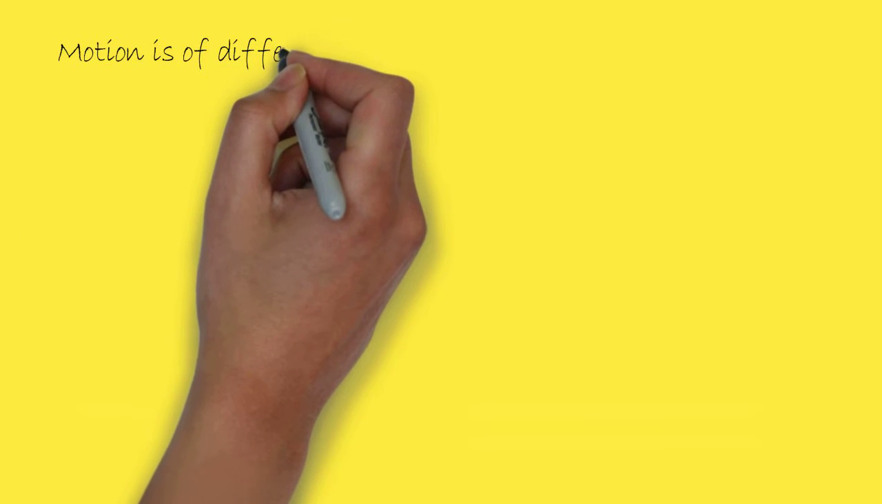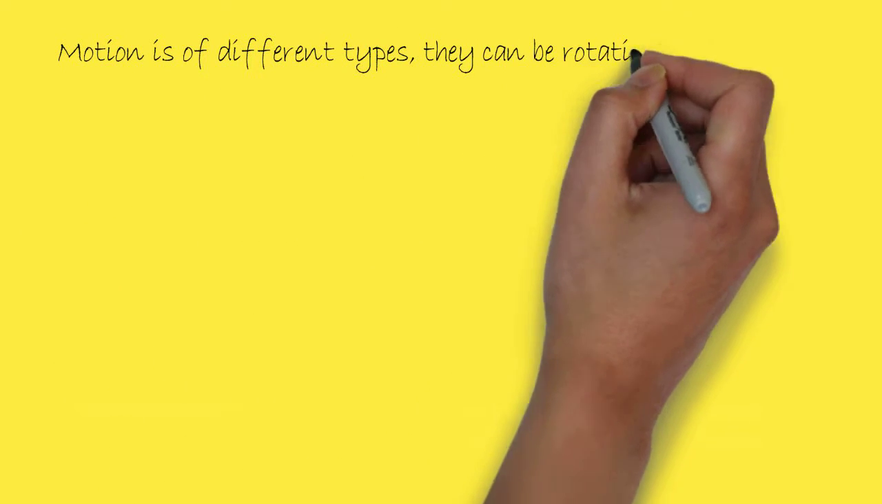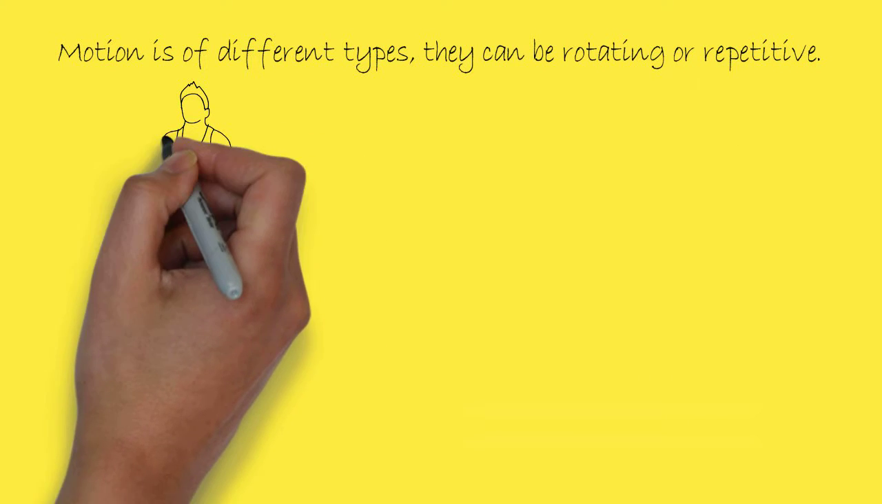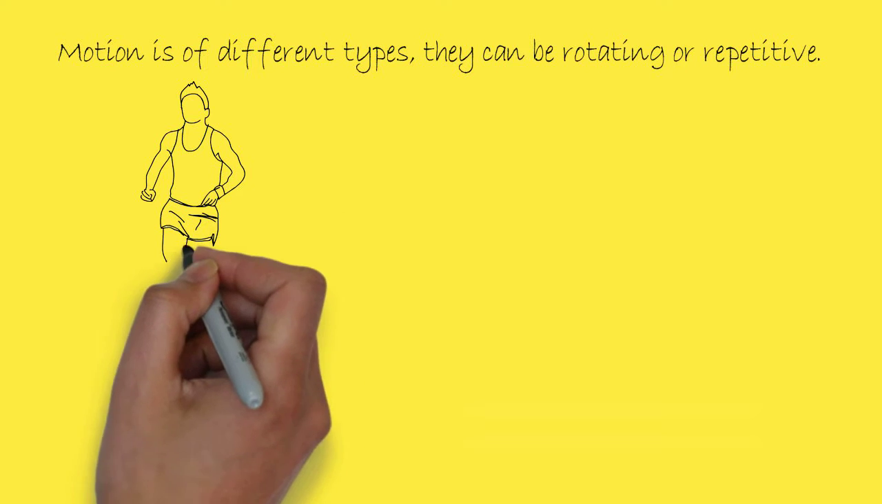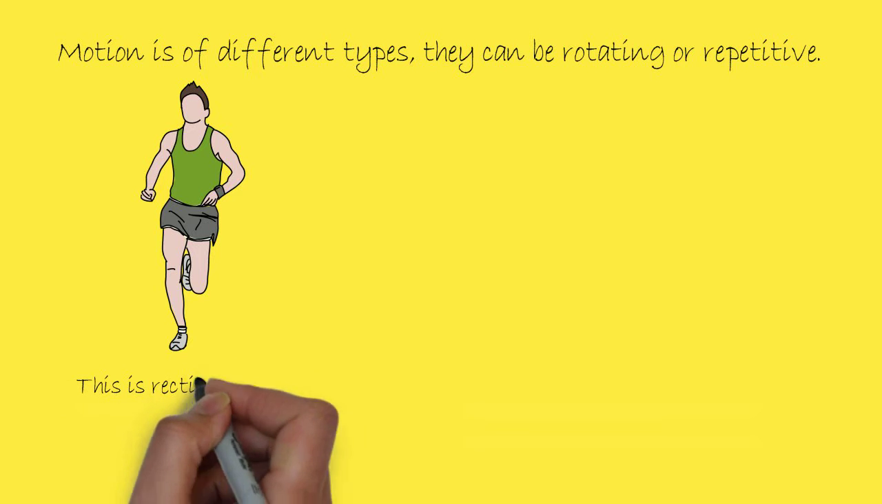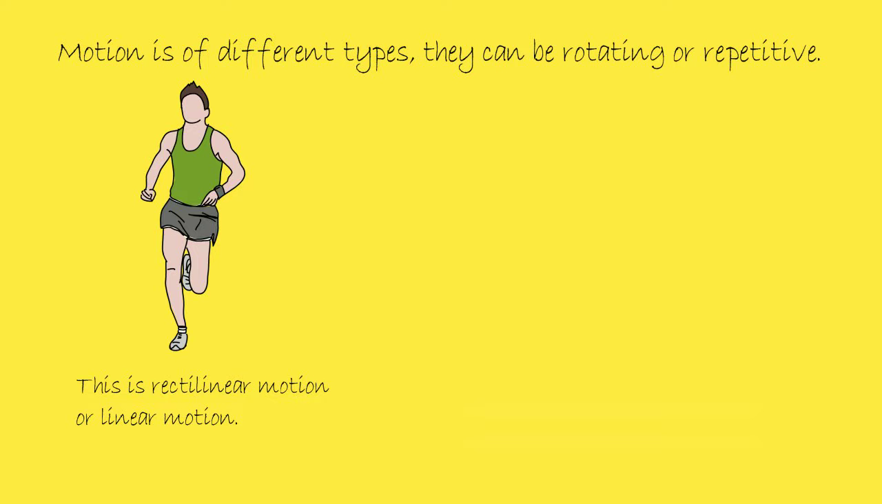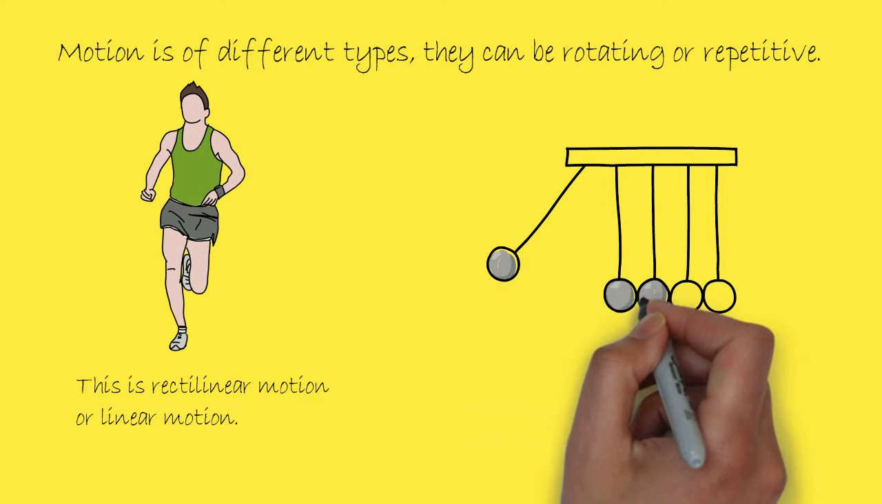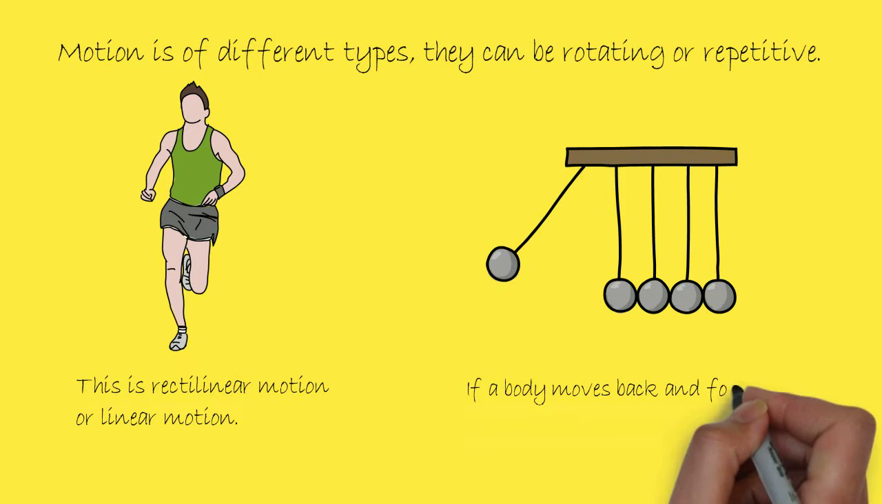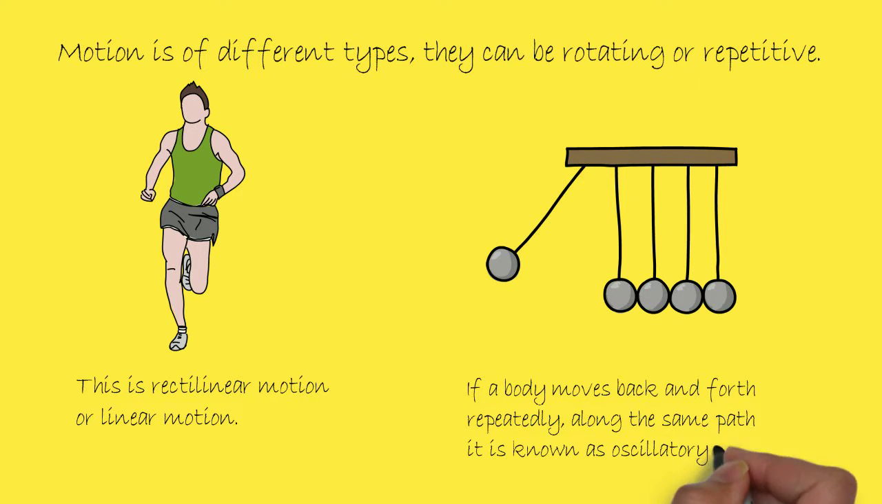We now know that motion is of different types. They can be rotating or repetitive. Suppose an athlete is running along a straight line of a 100-meter track. That means every part of the athlete's body moves through the same distance in the same time. This is rectilinear motion or linear motion. If a body moves back and forth repeatedly along the same path, it is known as oscillatory motion, like oscillations of a simple pendulum.